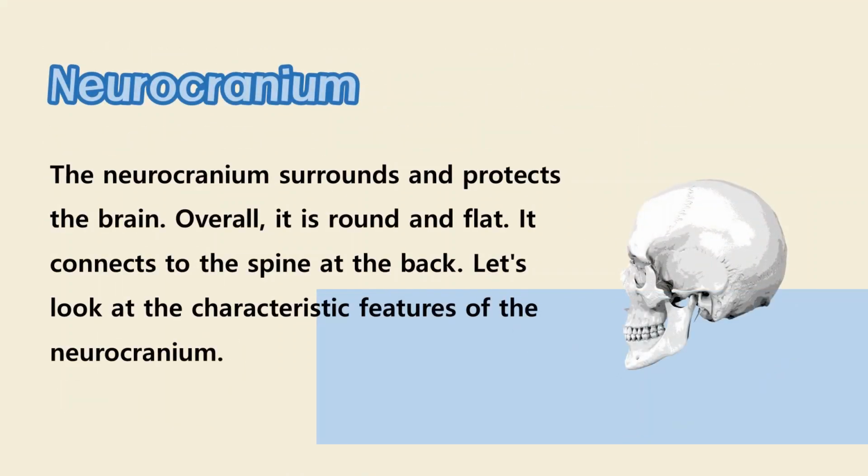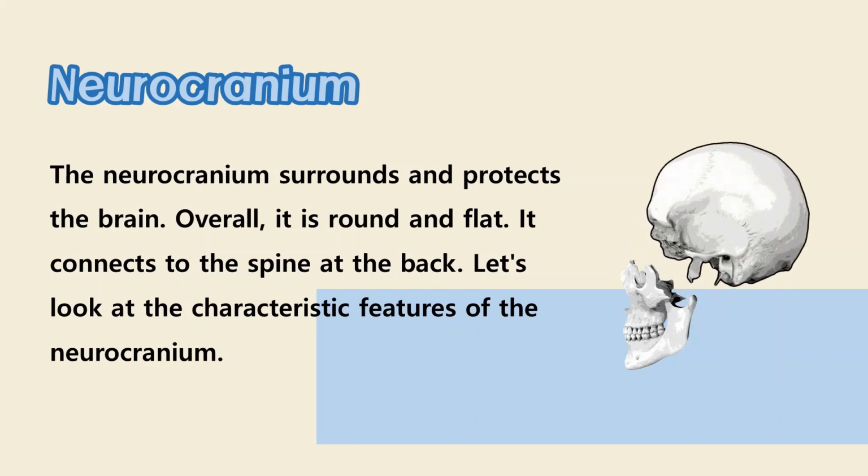Neurocranium. The neurocranium surrounds and protects the brain. Overall, it is round and flat. It connects to the spine at the back. Let's look at the characteristic features of the neurocranium.